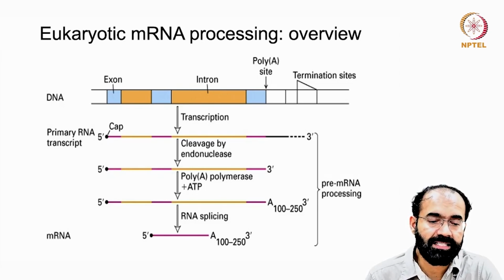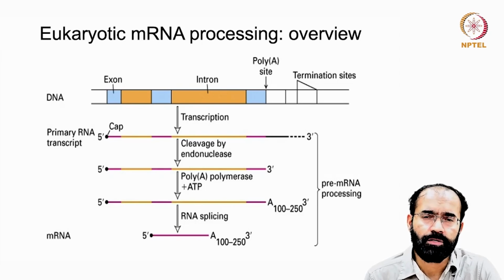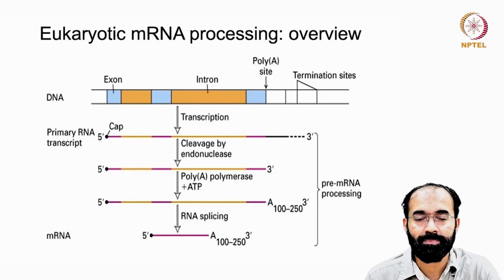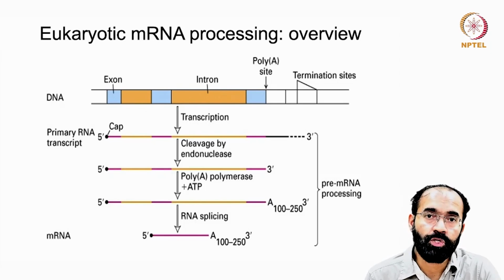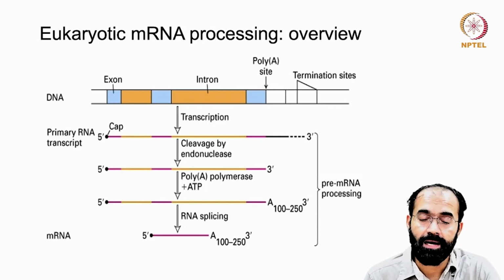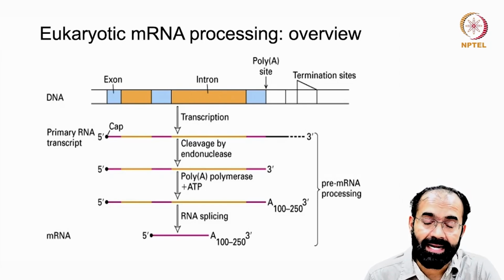So as soon as the transcription is completed, the primary RNA transcript will have a 5' cap, 7-methyl guanosine cap, and it also will have a 3' end. This will be further cleaved, because downstream of the poly A site it will have a cleavage site by the endonuclease. Usually it is around 16 to 18 base pairs downstream of the poly A site. Usually the poly A site we have seen is AAUAAA or AUUAAA. This we have seen in the previous classes, and there will be a cut created by the endonuclease.